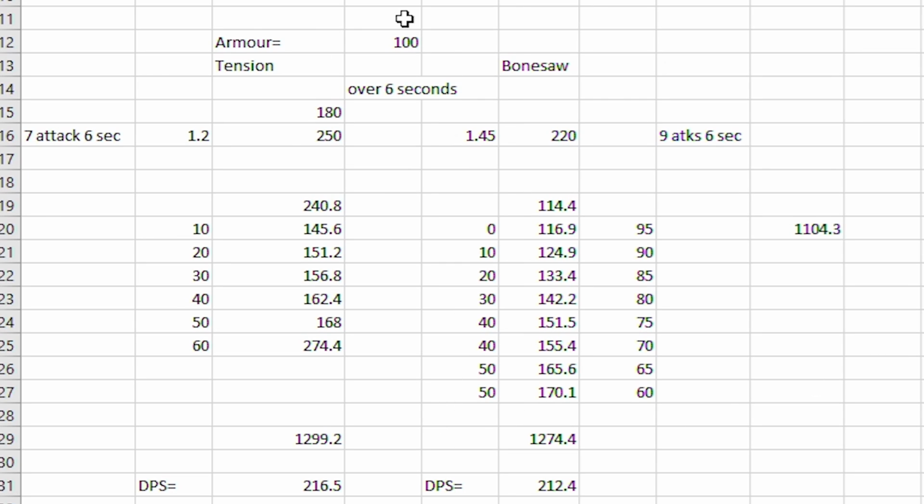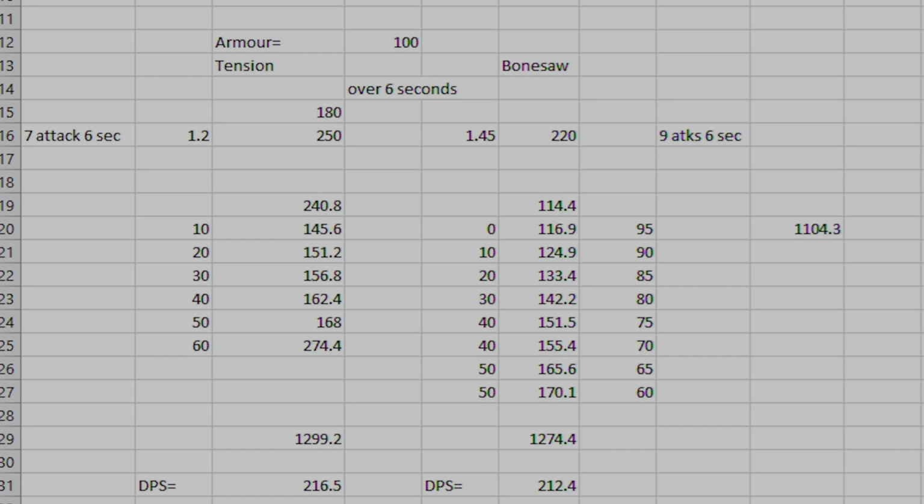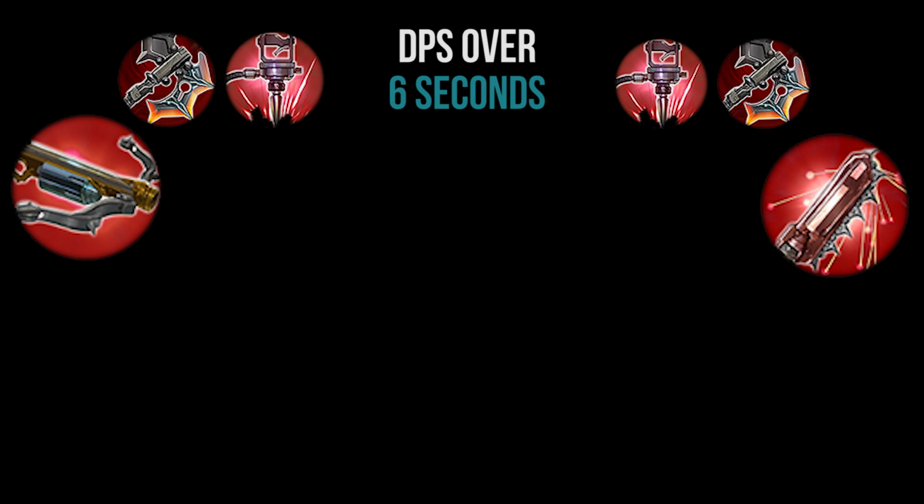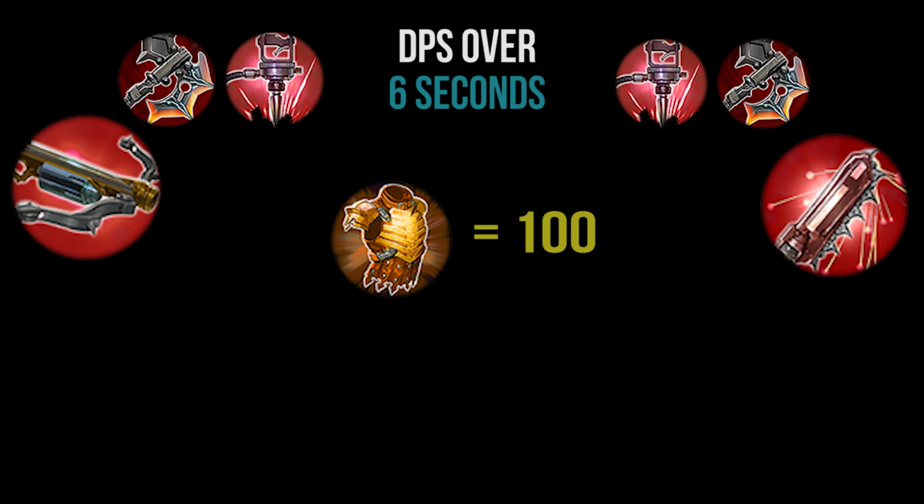And this is showing you the two builds at 100 armor, showing you that actually at 100 armor, the two builds have very comparable DPS over the course of 6 seconds, which is very important. For 3 seconds, you'd get a better DPS for Tension Bow because you need to build those Bonesaw stacks to have the impact. So let's actually get down to the comparisons at different armor values. This is the DPS over 6 seconds. I just explained it before.